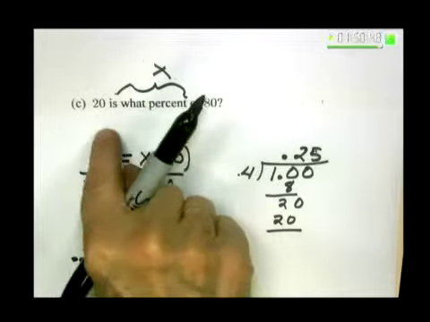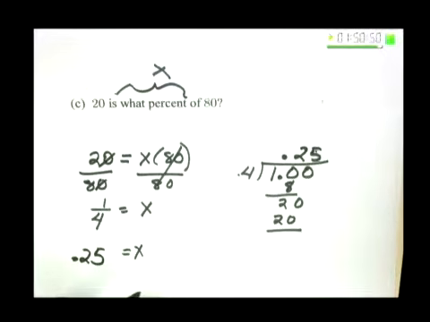But let's go back. It says what percent? I still have a decimal. I don't have a percent. To get a percent, all I need to do is move my decimal 2 places to the right. 1, 2, and I get 25% is my answer to this problem.